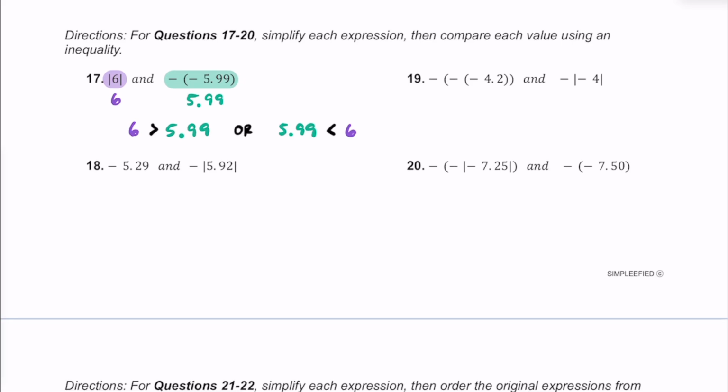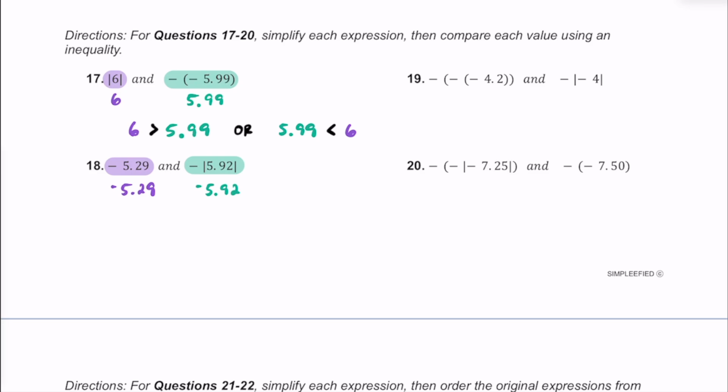For number 18, we have negative 5.29, and we have the opposite or the negative absolute value of 5.92. So on the left here, this can't really be simplified. It's just the opposite of 5.29, which is just negative 5.29. Right? But if you take a look at the expression to the right, this one is a little bit more complicated. So the absolute value of 5.92 is just 5.92. That's how far it is from 0. But then if you take the opposite of that, that's going to be negative 5.92.